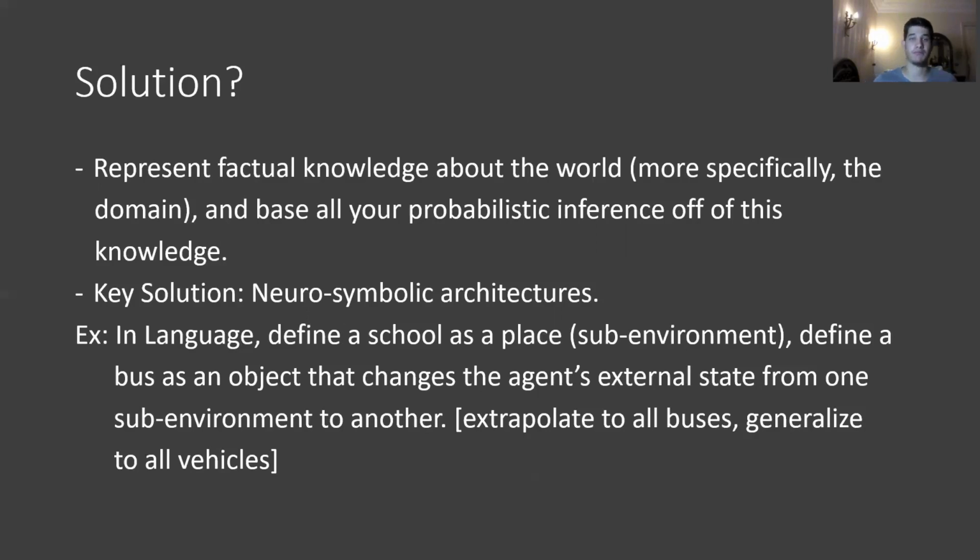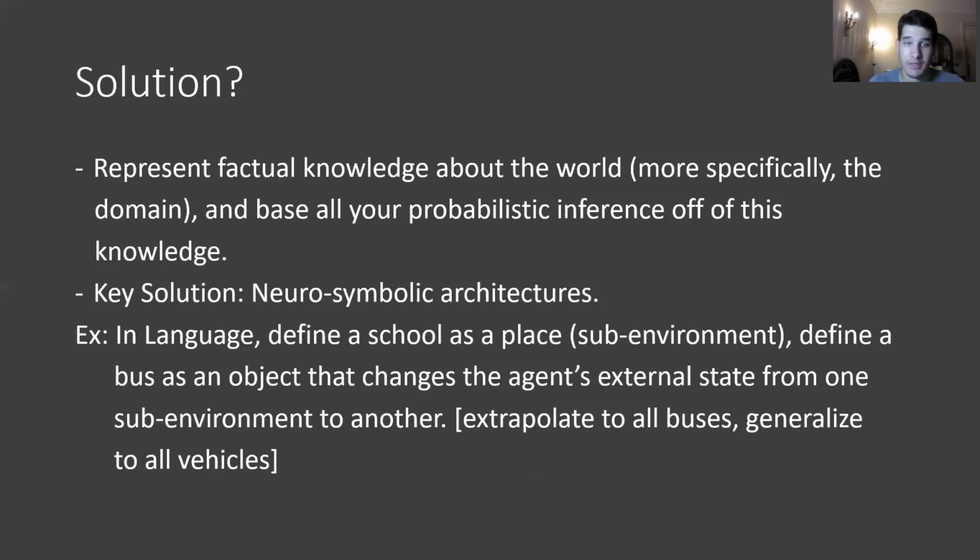A quick example in language models, when I talked about deep learning not being able to tell how a school and a bus relate to each other: we define a school as a place or sub-environment, and define a bus as an object that changes the agent's external state from one sub-environment to another. This means that our model can extrapolate to all buses, because if one bus can change the external state of the agent from one sub-environment to another, then all buses can do the same functionality. And we can generalize to all vehicles, not just the bus.